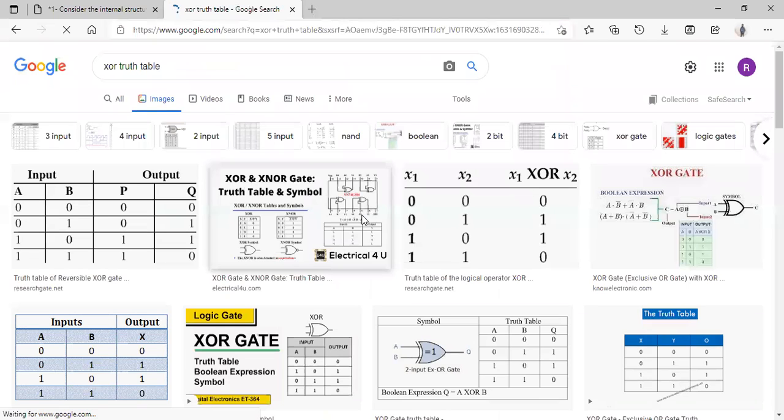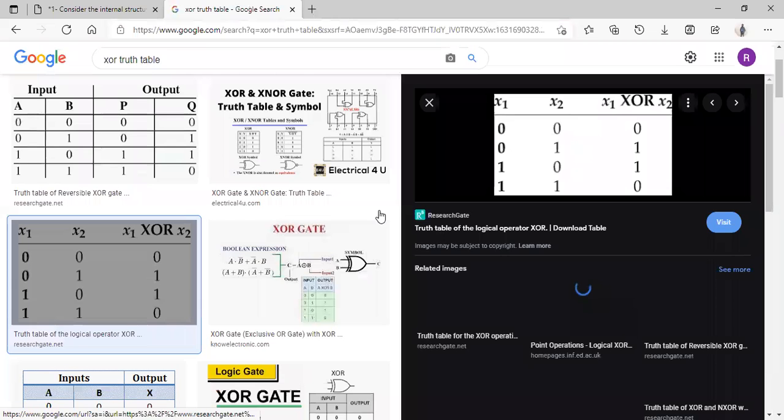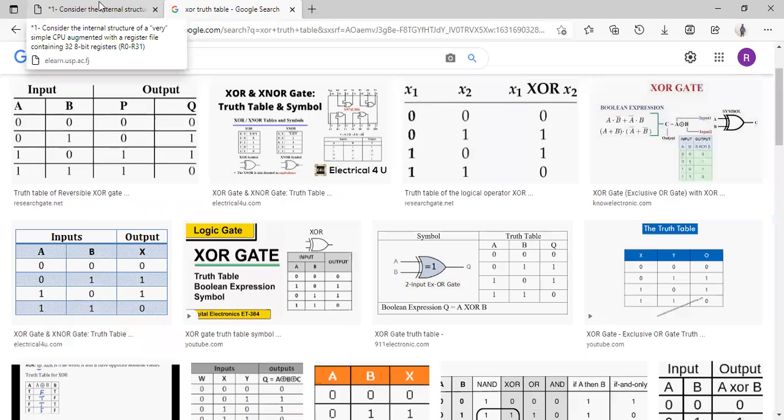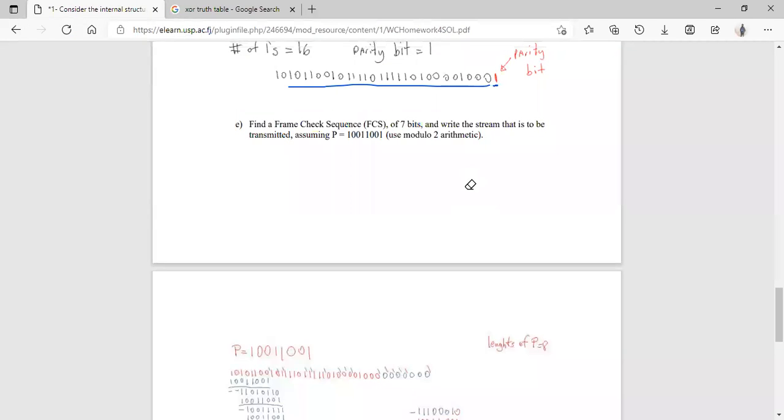you can see that if I have two inputs, the XOR operation of those two bits will result in 0 if the two bits are alike, like 1 and 1. If the two bits are unlike, it will result in 1. So keeping that in mind, we'll perform the modulo 2 arithmetic operation.